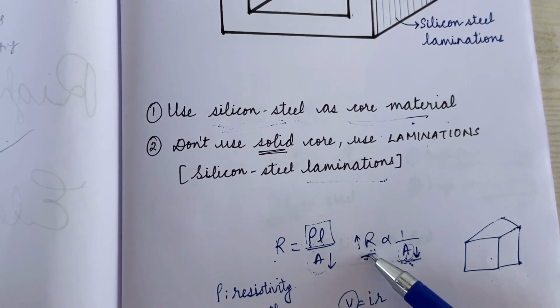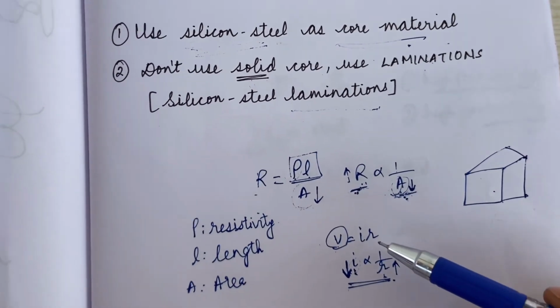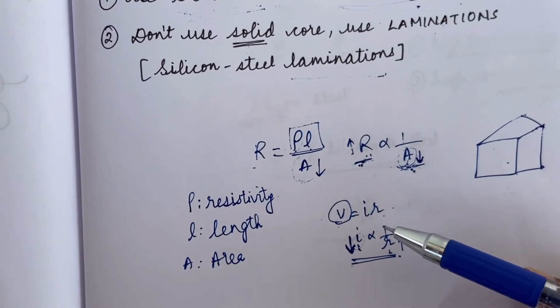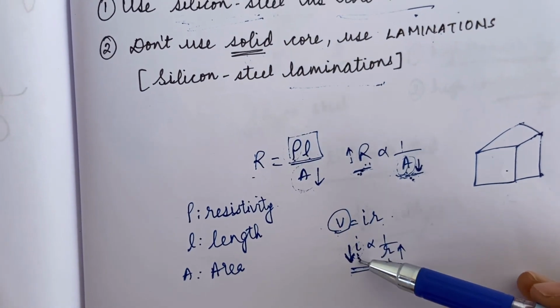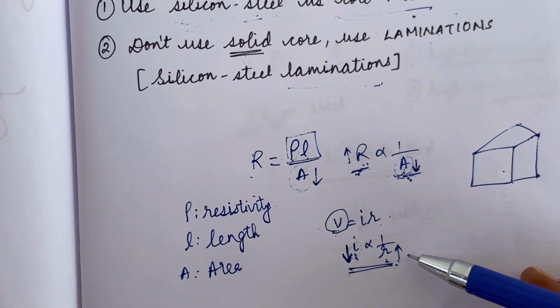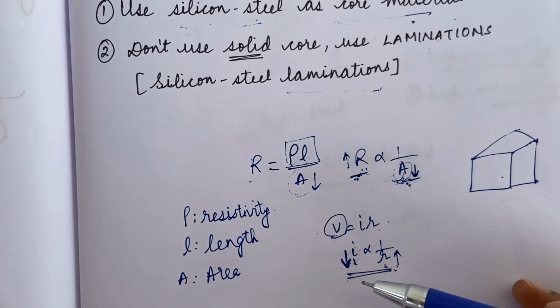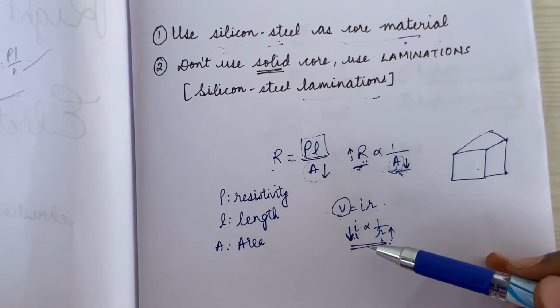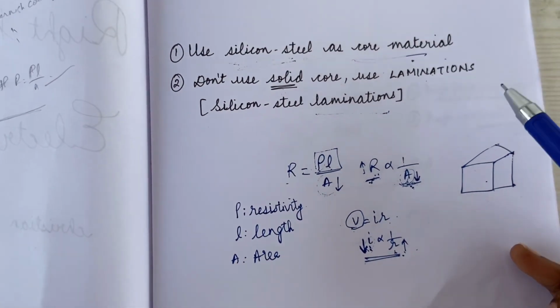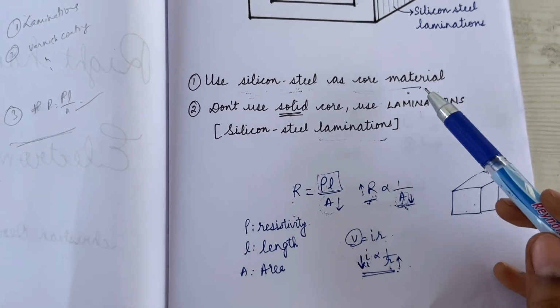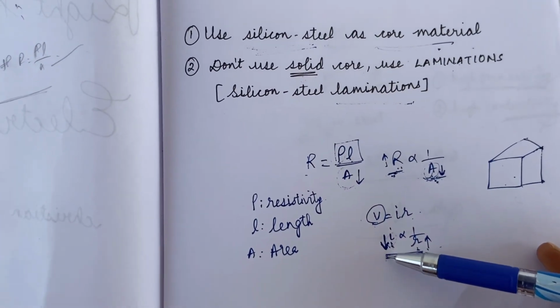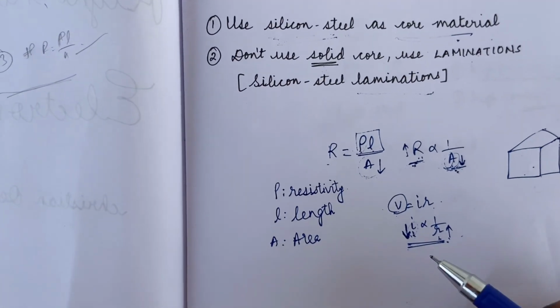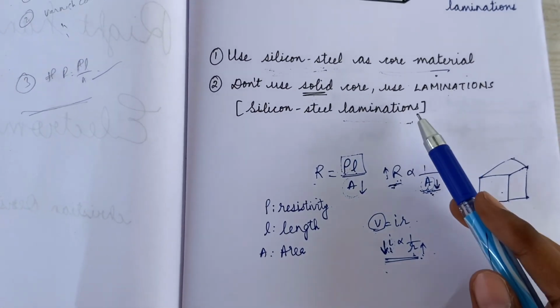What happens if the resistance increases? Actually, by Ohm's law, we know V is equal to I into R. At a constant voltage, I will be inversely proportional to R. If we increase the resistance, then the current will be decreased. So if we increase the resistance of this core by using laminations, then the eddy currents which will flow there will be decreased. So we prefer the laminations.